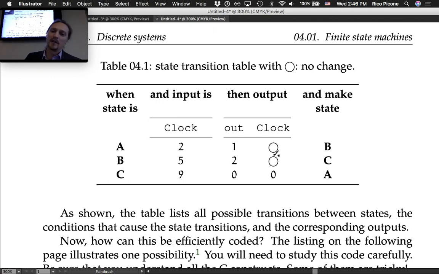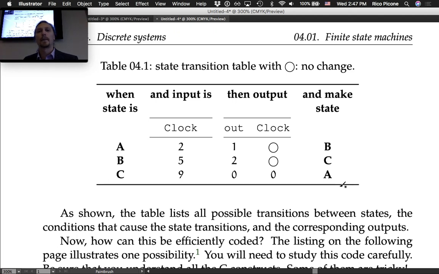So in this instance, we don't have to change the clock. So we're just going to leave it out. We'll say don't change the clock. We're only going to put things in there that we have to change when we do that state transition. So out is 1. We don't have to change the clock. And then we make the next state B. So we change the state from A to B. B goes to C when the input is 5, and the output then you specify as 2. Don't change the clock. C is the state until the clock is 9, and then you set the output to 0, and you set the clock to 0, and you just go back to A.